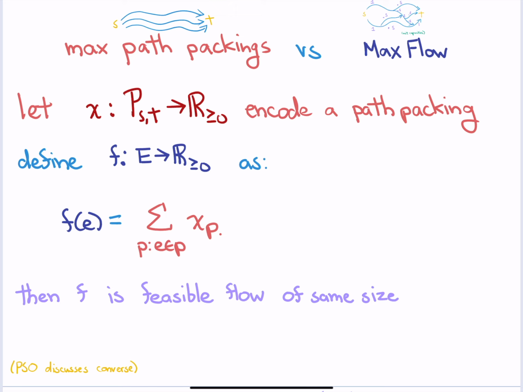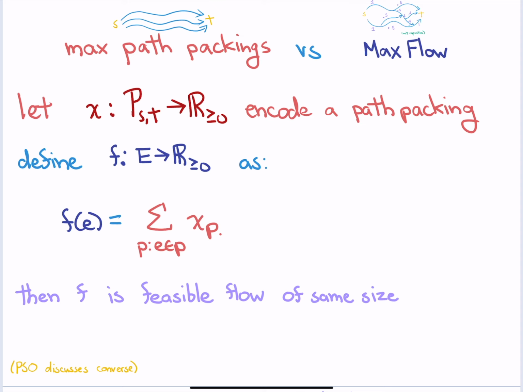Okay, so here's one direction. Let's say I have a path packing, and my goal is to convert it to a flow. So I can define a flow where for each edge E, let's say there's like 10 paths that use that edge E, I'll assign that much flow to that edge.